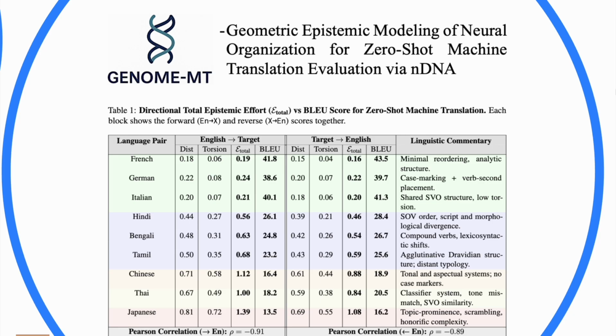East Asian pairs are hardest. English with Chinese, Thai, and Japanese show the highest effort and BLEU in the low teens to about 20. Drivers, classifier systems, tone and aspect, topic prominence, scrambling, head final structure, and the lack of case markers, torsion is consistently high and long corrections appear late.